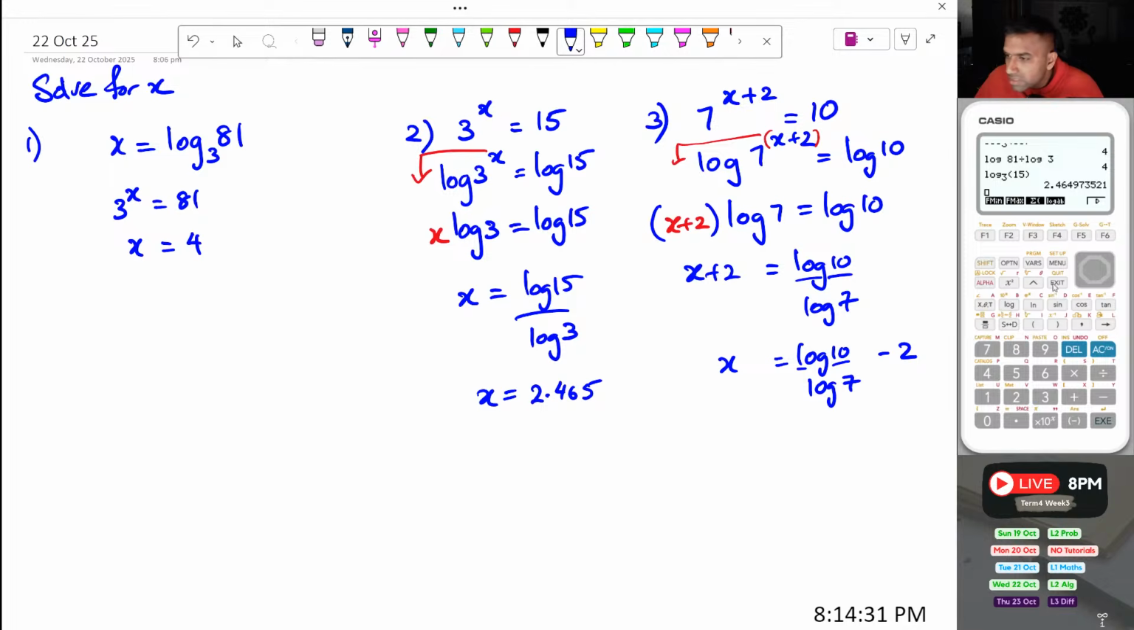So I'm going to do this. Let's go brackets. Let's go fraction actually. So I'm going to put that as log 10 divided by log 7, and that's minus 2. So I should get x is equal to negative 0.18.